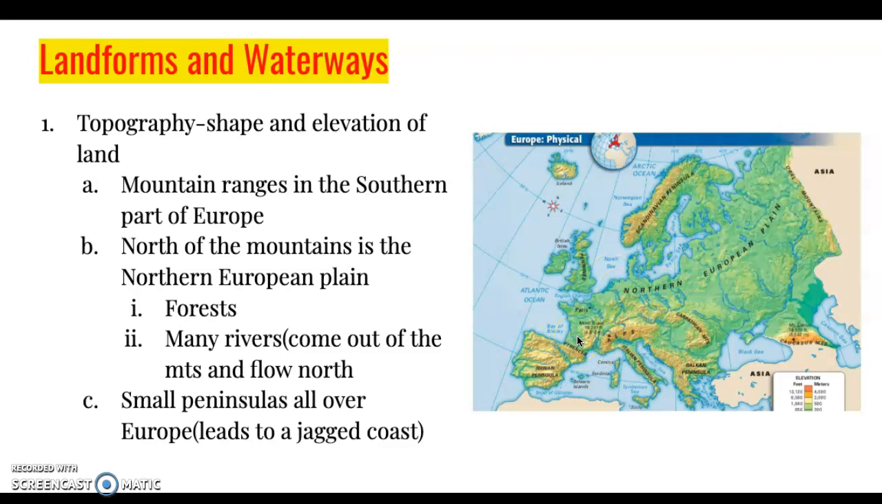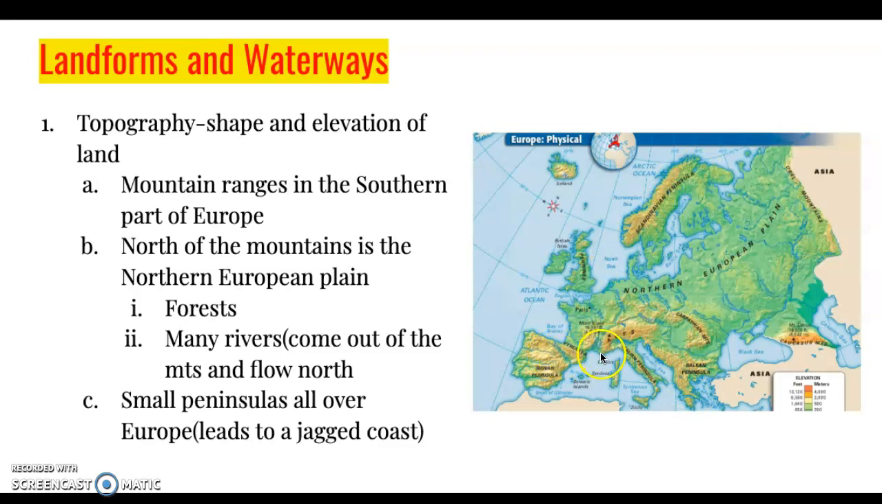Another thing to key in on here for landforms are the jagged edges, coastline, things like that, but also the peninsulas. Lots of peninsulas in this area. You have the Iberian Peninsula, the Italian Peninsula. This here is known as the Balkan Peninsula with Greece right in here. You have the Scandinavian Peninsula.